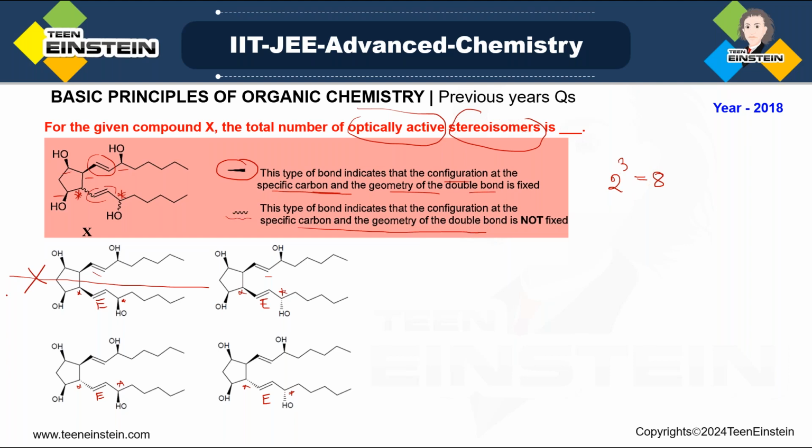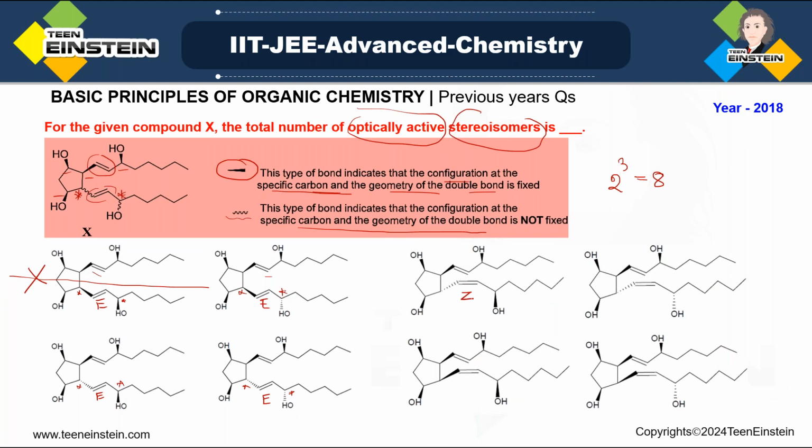So these 4 are when you have fixed the C=C double bond configuration as E. But when it is Z, again you can have 4 possibilities. See, all these are Z. Now, if you consider this above the plane, below the plane, a total of 4 possibilities you can get. So here we are getting 3, here we are getting 4. So it is not 8, but minus 1, 7.